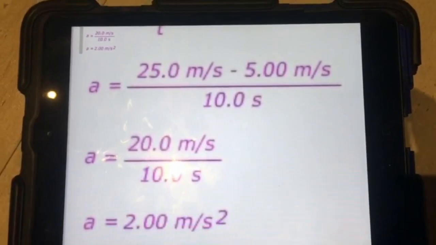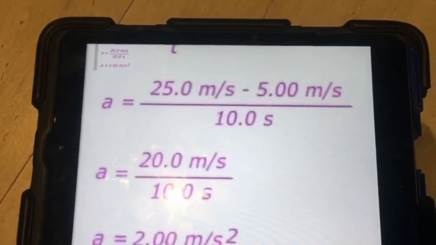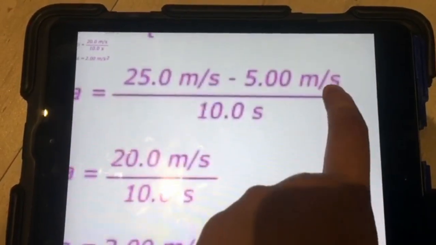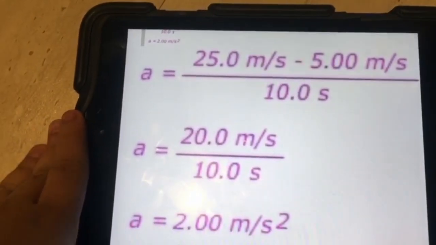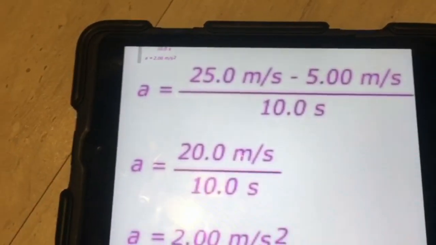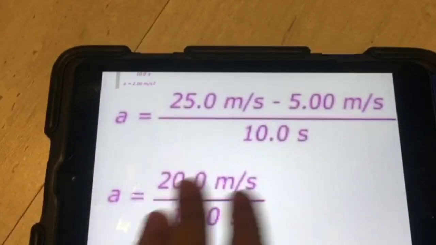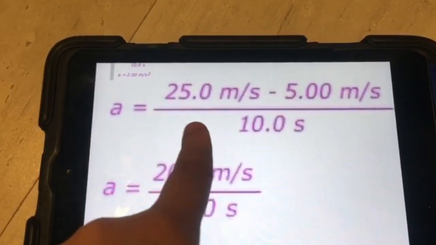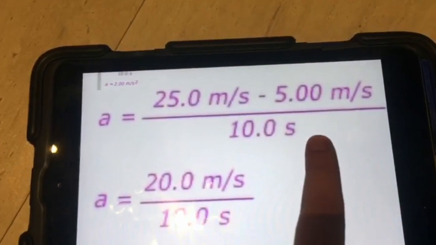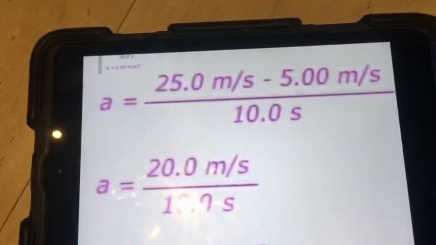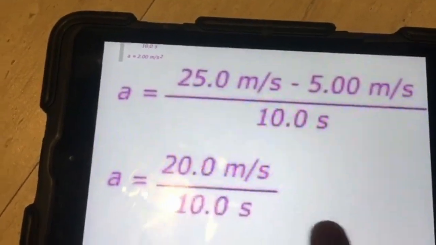So the steps for following this procedure and finding the acceleration are: first you will need to put the information in its values. So the final velocity is 25 meters per second, minus the initial velocity, that is 5 meters per second, and the time overall will be 10 seconds.